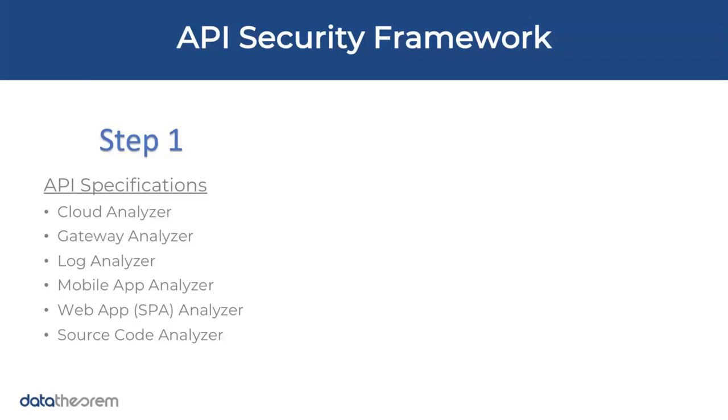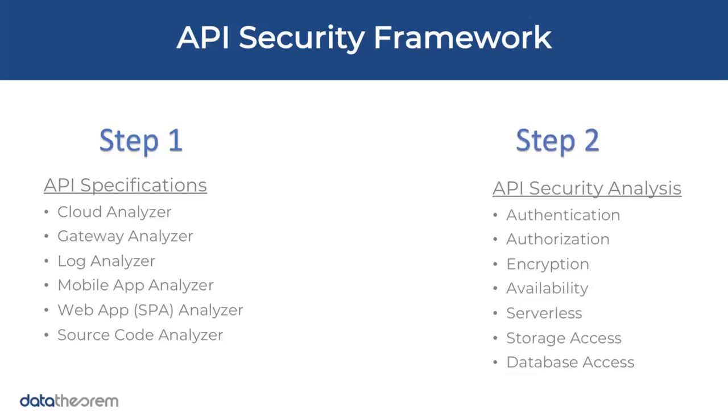Step two is really about the analysis. Going back to the four pillars in security around authentication, authorization, availability, and encryption, that has to happen. It has to constantly be checked for. Even though the spec may say this level of authentication should be occurring, you still need to check that what the spec says is actually being implemented in production operation.